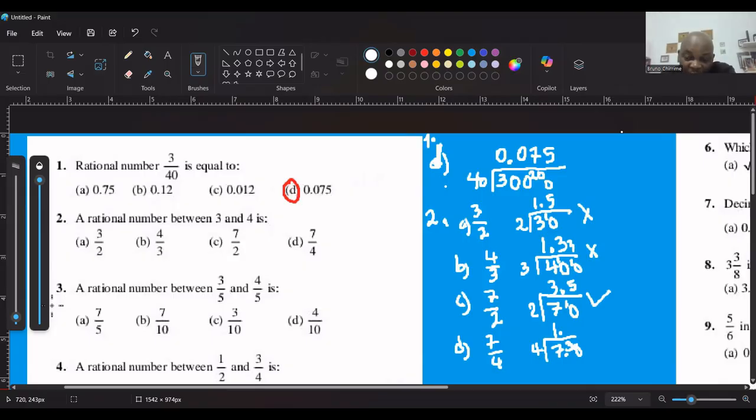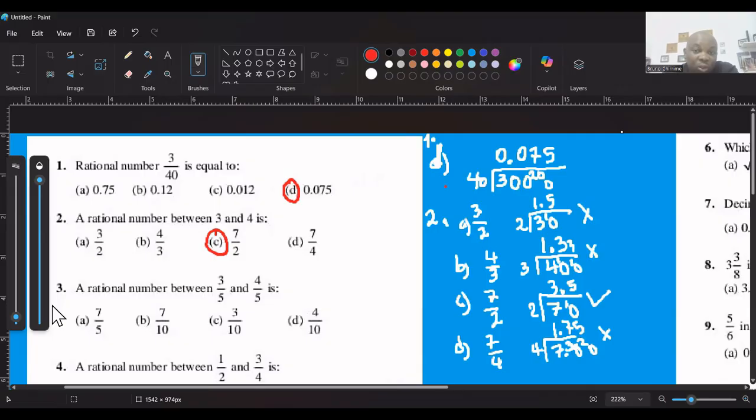4 into 30 goes about 7 times, into 28. 7 times 4 is 28. 30 minus 28 is 2. Put a 2 here and then put a 0. And finally, 4 into 20 goes 5 times. So this is also a number that doesn't lie between 3 and 4. So the correct answer here, folks, is C. That's a rational number that is found between 3 and 4, which is 3.5, 7 over 2.